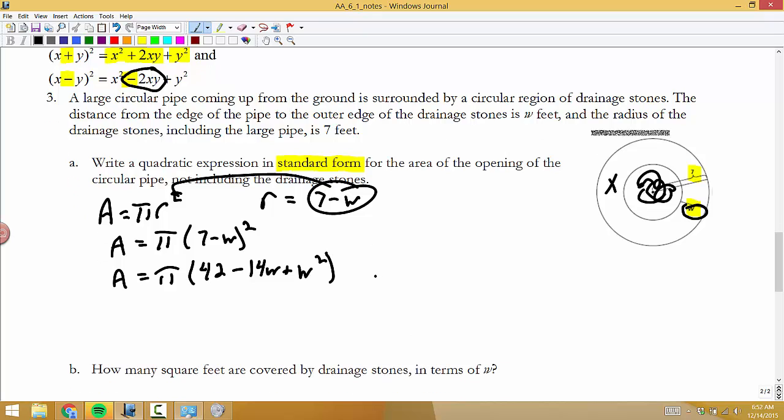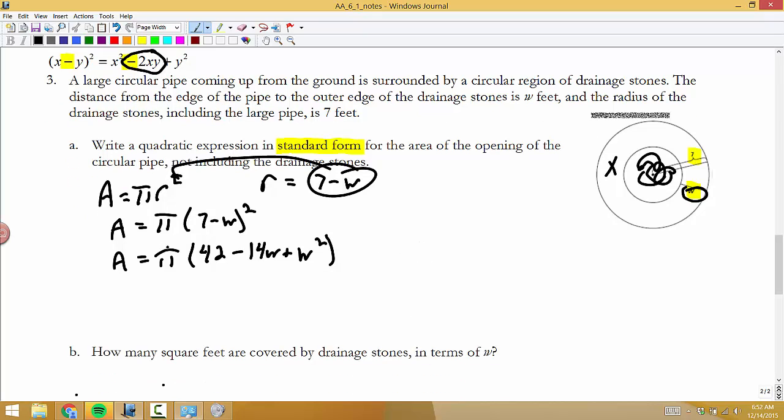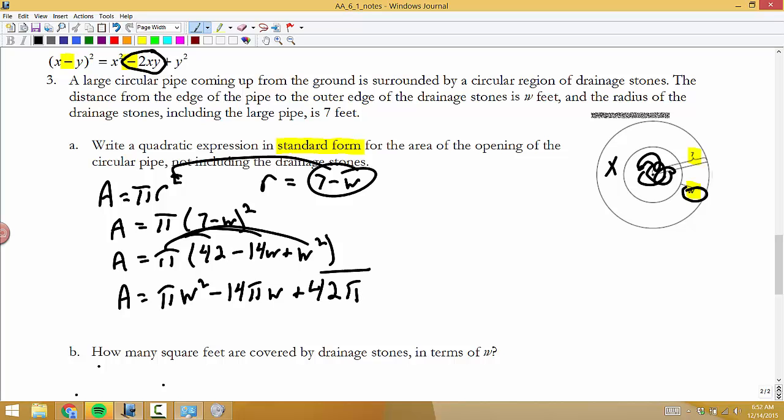So I'm getting close, and now what I want to do is distribute the pi, and also put it in standard form. So I'm going to take pi times w squared. So area is equal to pi w squared. And then I'm going to take pi times the negative 14w, which would be negative 14 pi w. And then finally, plus 42 pi. And now I have it in standard form for a quadratic.